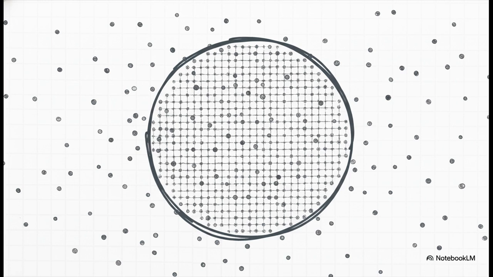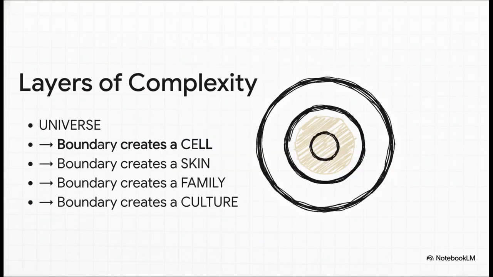And how does it do that? It does it by breaking the symmetry of a uniform space, by drawing a line, a boundary, that separates an inside from an outside. And what's so incredible about the slide is it shows you how this exact same principle just scales up and up. You start with the uniform soup of chemicals in the universe. Then a boundary, a cell membrane forms, creating a cell. An inside that's now separate from the outside.